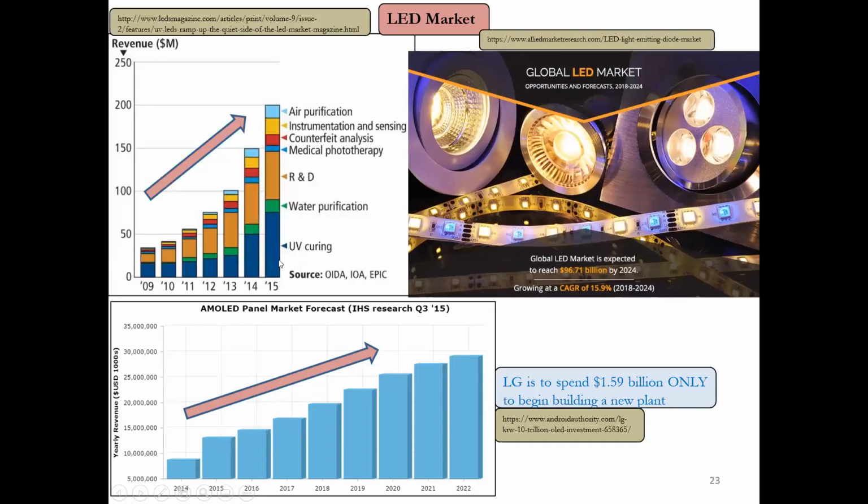These light-emitting diodes are used for curing, water purification, R&D, and medical phototherapy. We just talked about a lot of these things, or at least touched on them. So we can see the trend is to grow. This is up to the year 2015, but if we plot further, we can see how the world is going. This graph is only showing AMOLED, the latest display technology used in mobile phones. A lot of you might be aware. So this is how the display market is picking up.